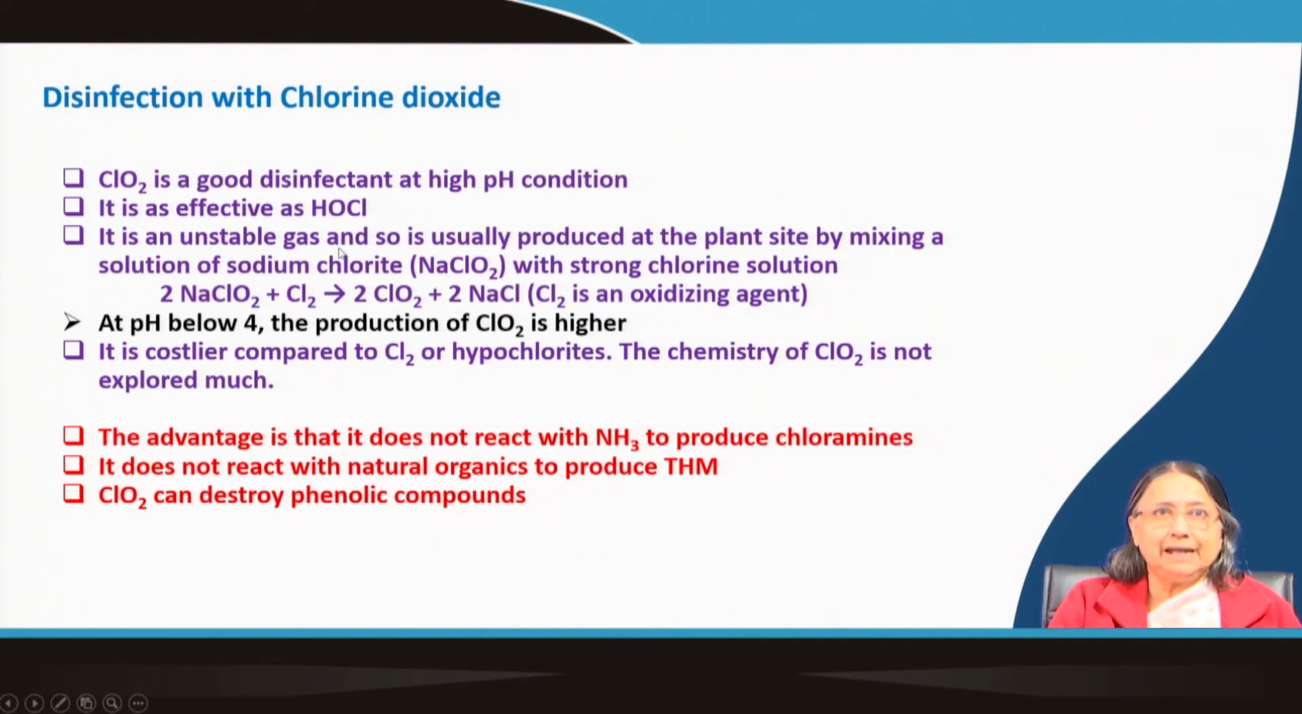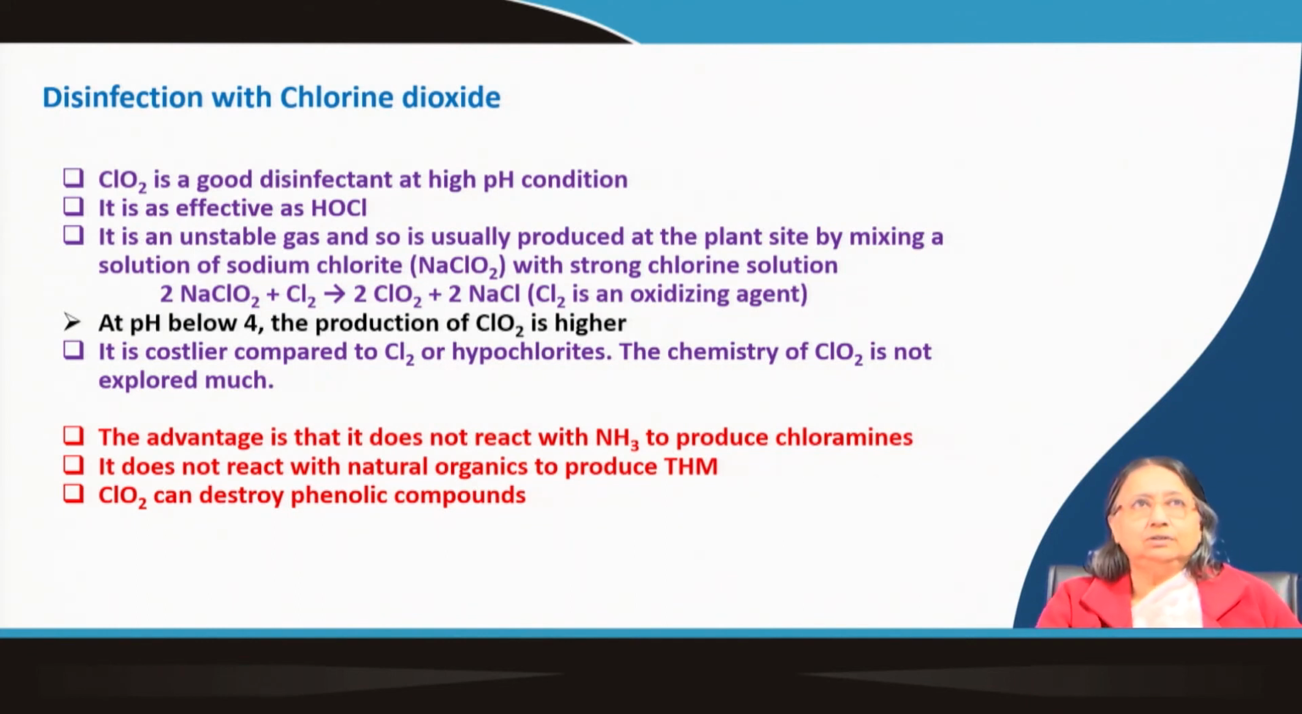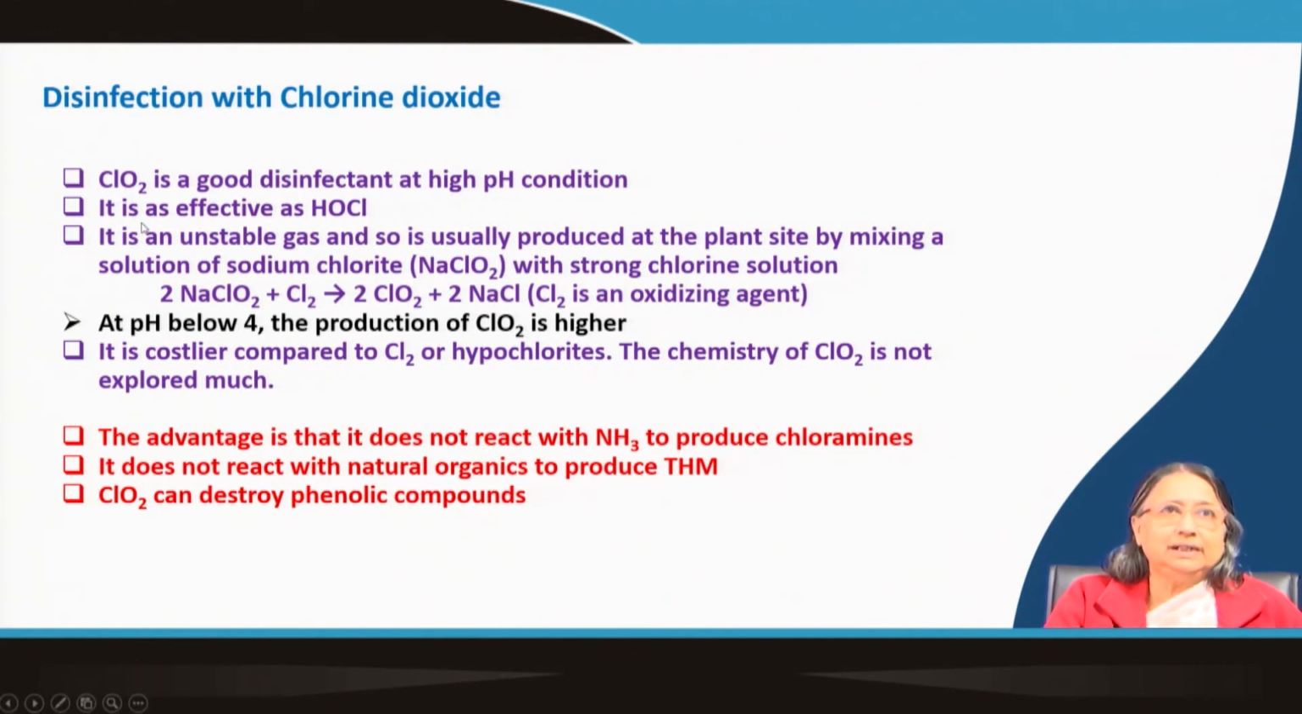It is an unstable gas. This is a gas, not a solid like CaOCl2 or NaOCl, which are all solids we can use. Solid is better, you can carry it from one place to another. If it is liquid, it is still okay, but if it is a gas you cannot carry it, right. So, this is a disadvantage for chlorine dioxide. It is an unstable gas and it has to be produced on the site itself. Where you want to disinfect, you have to produce it there only. This is a great disadvantage.